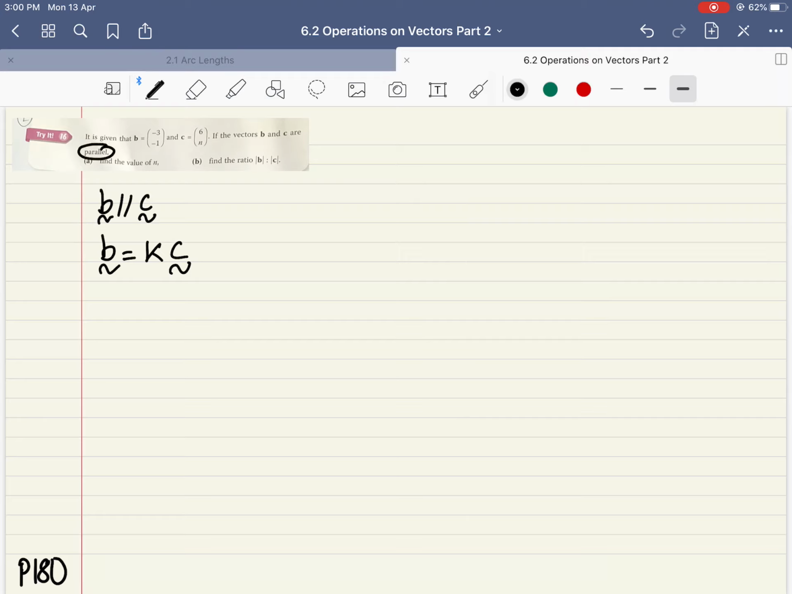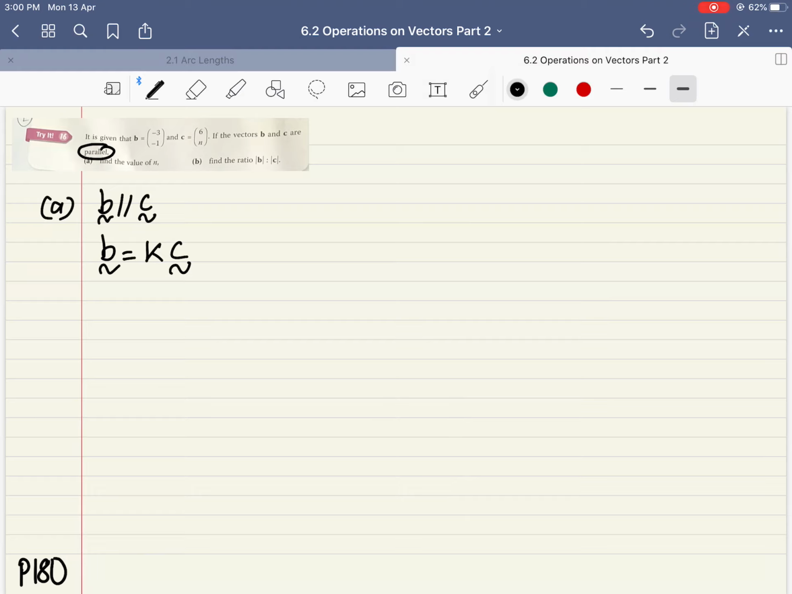Whenever they say the vectors are parallel, for example if vector A is parallel to vector, let's say f, then I know that vector A will be k times vector f. This relationship is very, very important, so please do remember this. Now I'll just erase this so that you don't get confused.